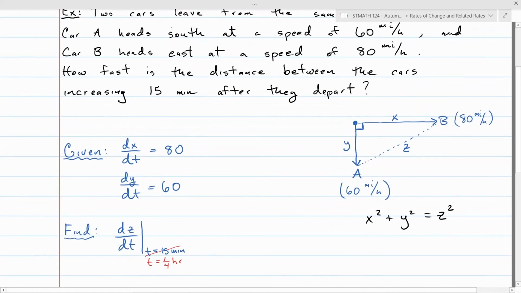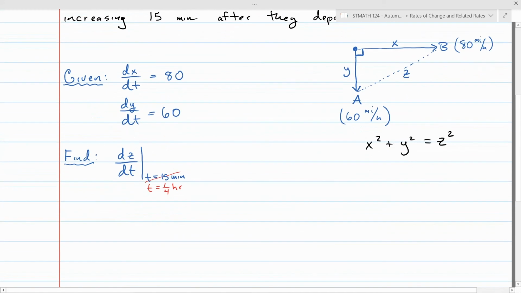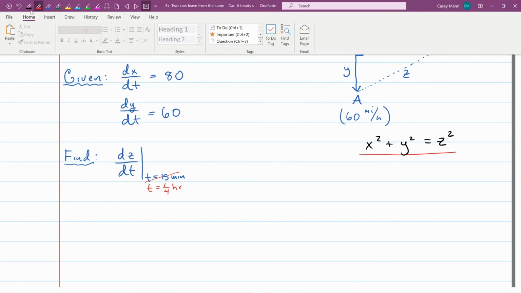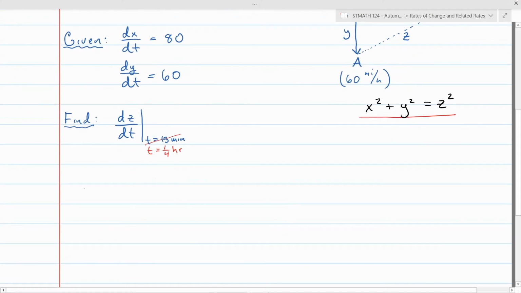So we know what we are given, and we know what we need to find. So all those rates that we're looking at, the givens and the find, we have to relate those rates to each other using whatever equation we have that relates the variables. So in this particular problem, I'm going to start from x squared plus y squared equals z squared. I'm going to differentiate both sides with respect to t. So I'm doing implicit differentiation here.